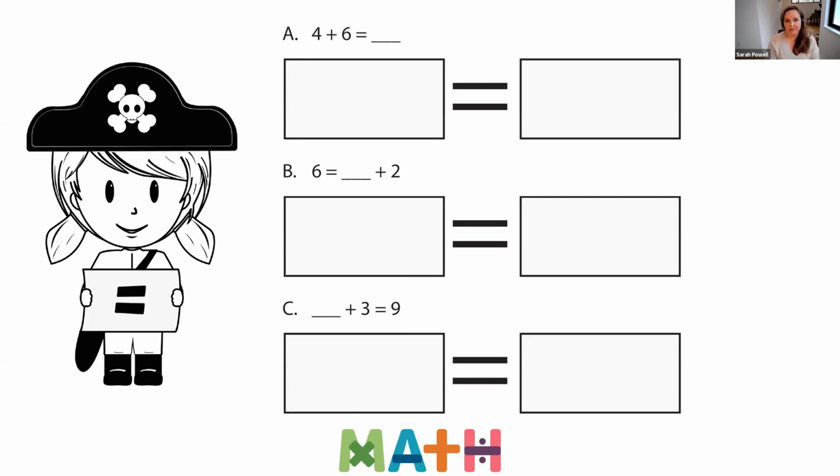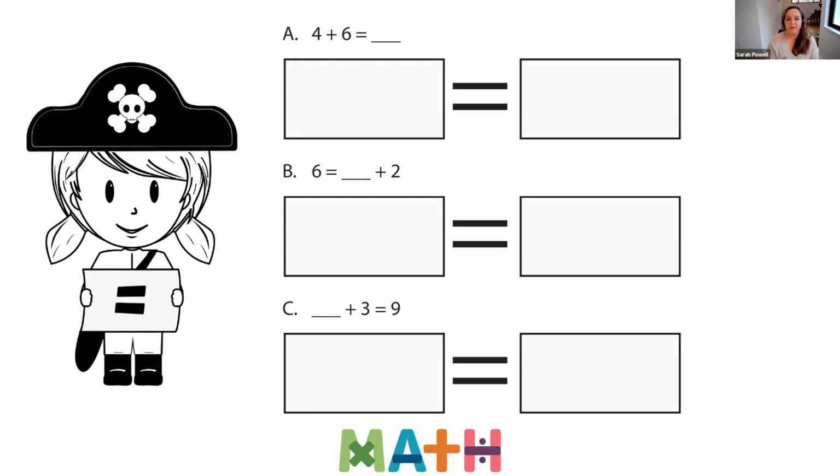So for the example A, students would draw maybe 4 squares, and then they would add 6 circles, and then they would show the 10 on the other side of the equal sign to show that 4 plus 6 is the same as 10.